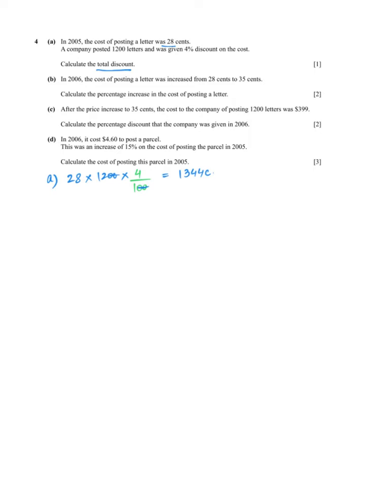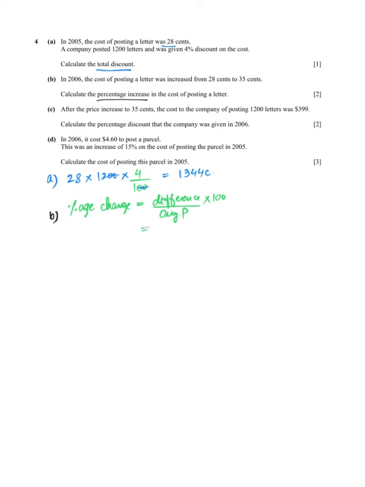Alright. After that, for the second part, part B. In 2006, now that was 2005, it's 2006, the cost of posting a letter was increased from 28 to 35. Calculate the percentage increase. Alright. For percentage increase, or I can say percentage change, change is a general term whether it is increasing or decreasing. The working formula is the same, that is difference divided by original price multiplied by 100.